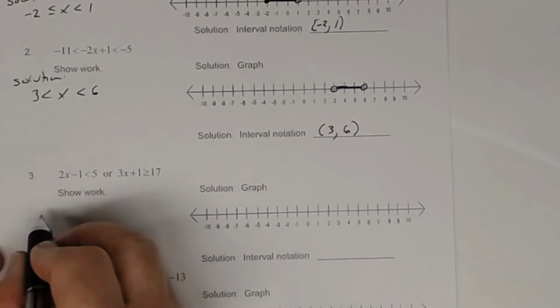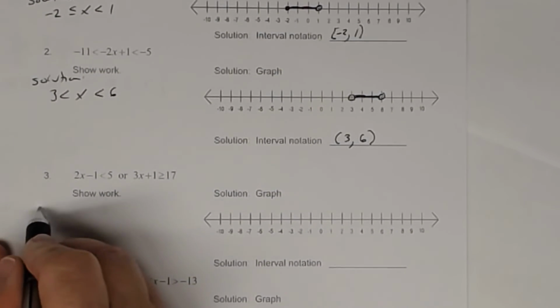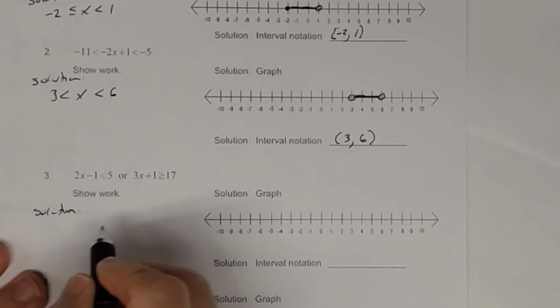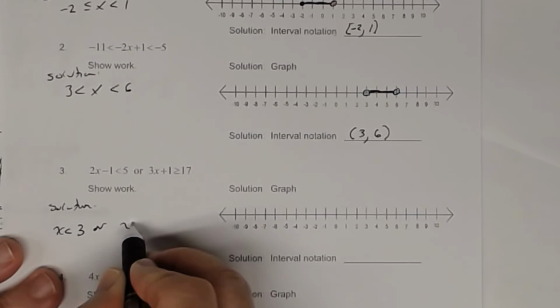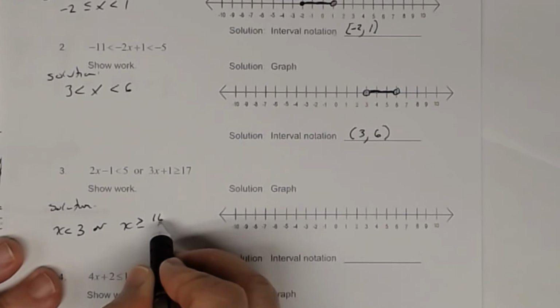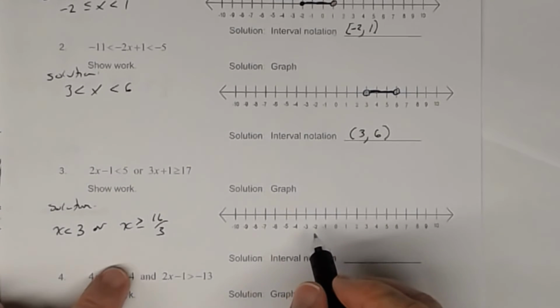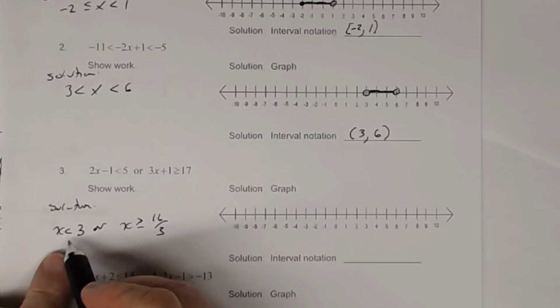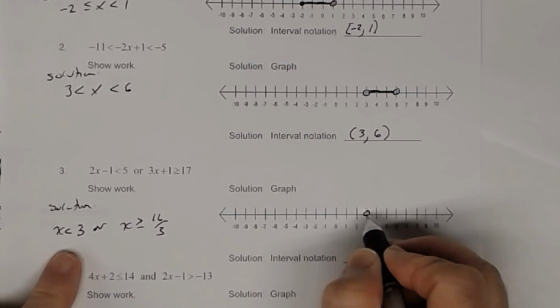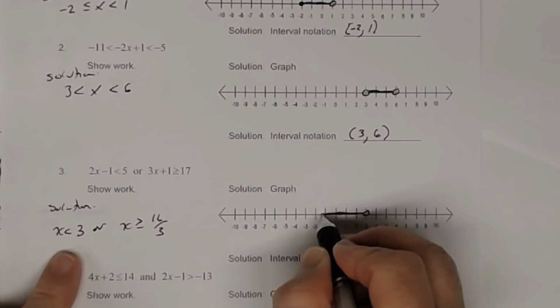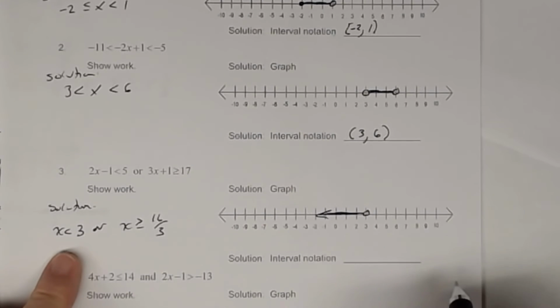So when I put it here, though, let's go ahead and write it a little bit better. Your solution as an inequality will be x is less than 3 or x is greater than or equal to 16 thirds. All right, so over here, let's see where this is going to be located. This one's easy. So x is less than 3 is right here. Make sure it looks dark, and there's an arrow here.